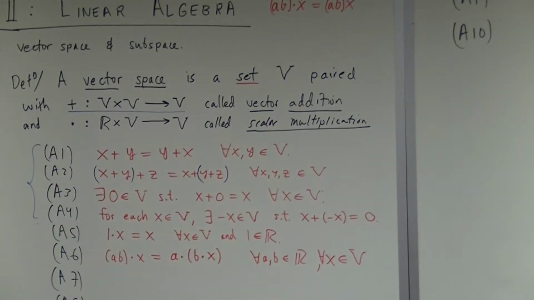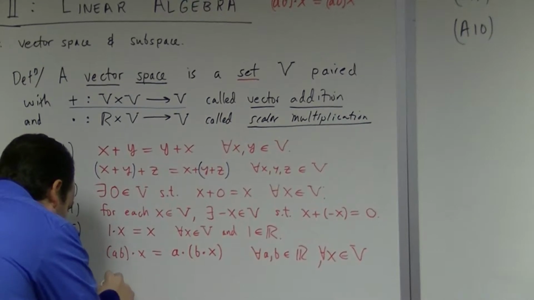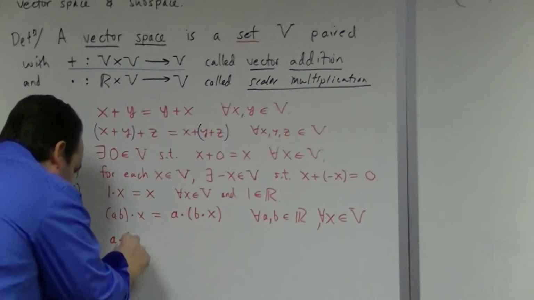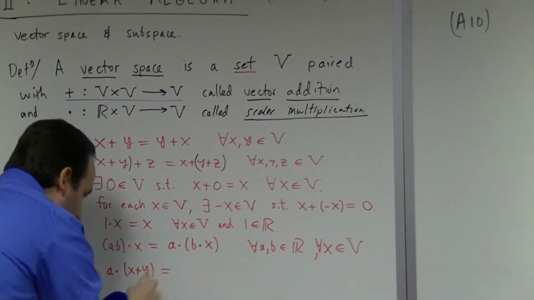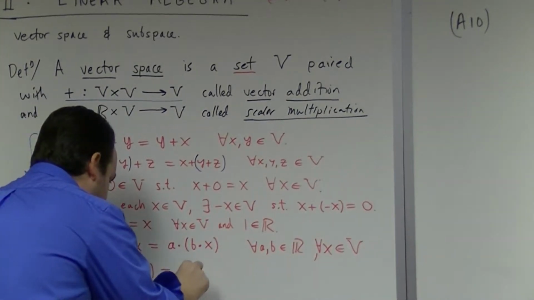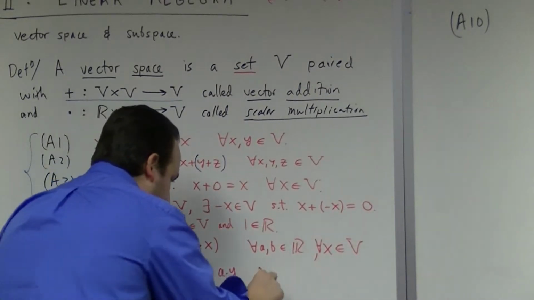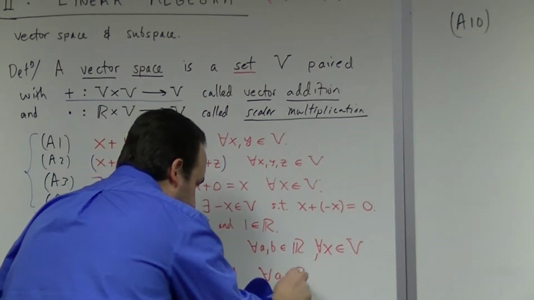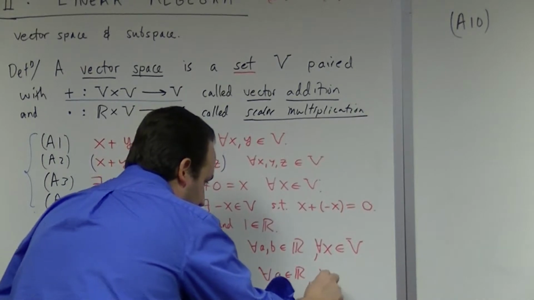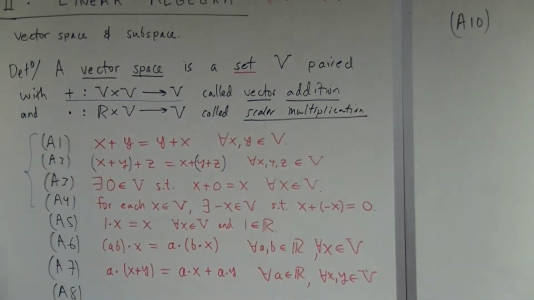Axiom 7. We have what's called distributivity with respect to the scalar multiplication and the vector addition. So a dot (x plus y) is what? It's ax plus ay. And that has to hold for all a in the reals and for all x and y in the vector space. I've run out of axioms. I hope I finished.